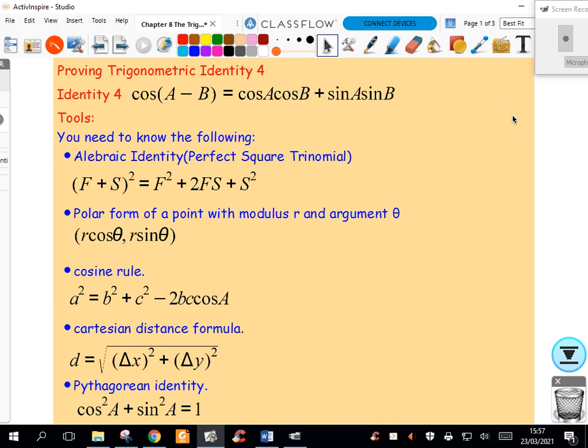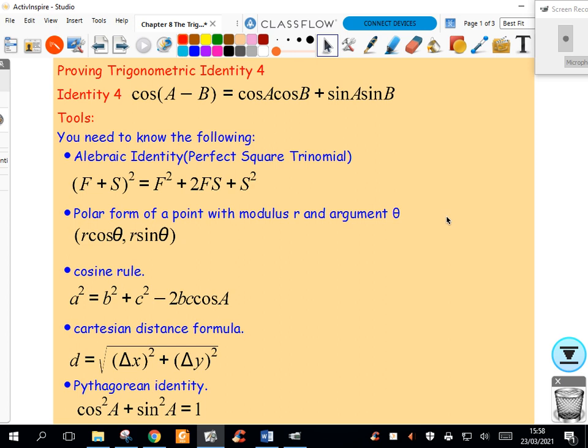So, a couple of bits of background information. You must be able to square a two-term expression. It's always going to be the square of the first plus double the first by the second plus the square of the second. You should be able to write the polar form of a point with modulus r and argument theta.